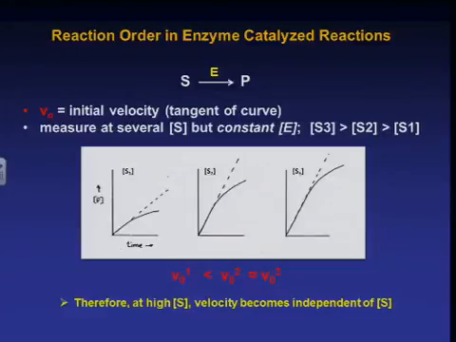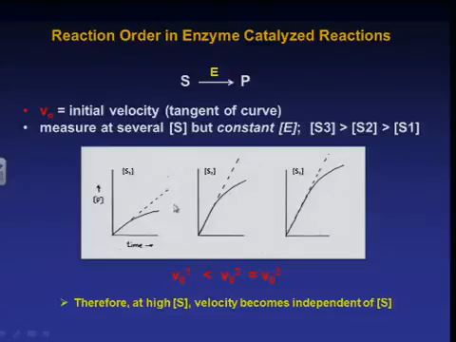Because the velocity early has a lot of substrate to work off, right? As the substrate starts getting depleted, then the velocity of the reaction starts to drop, right? Because the velocity is dependent on the concentration of substrate.